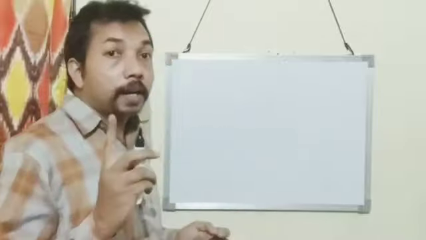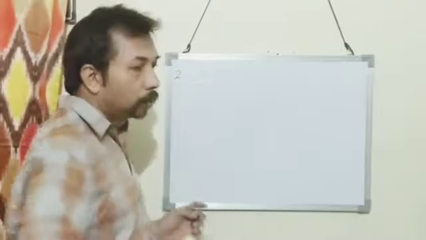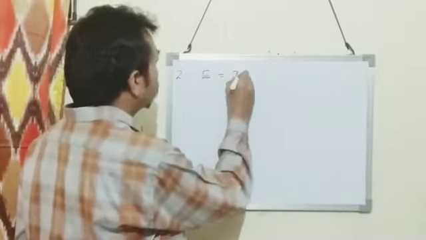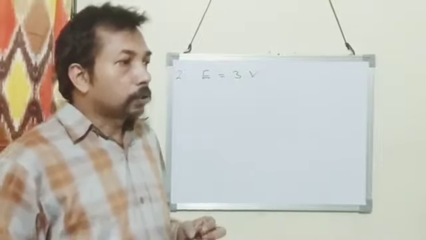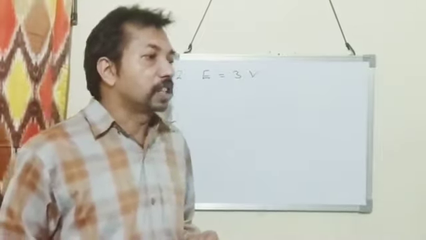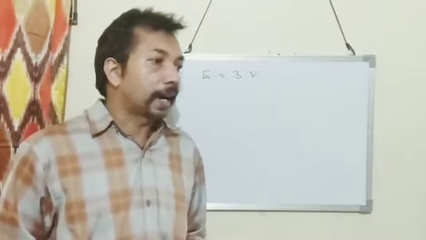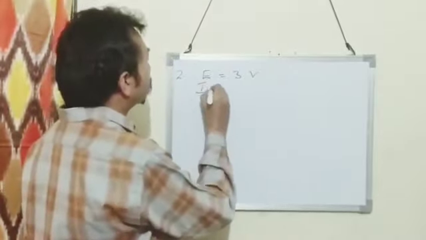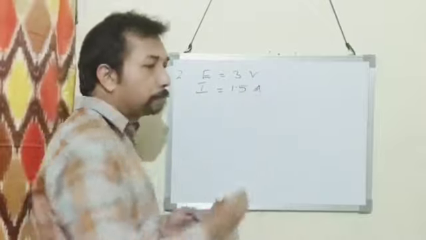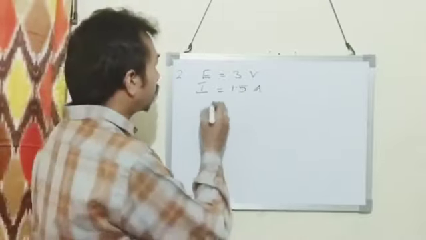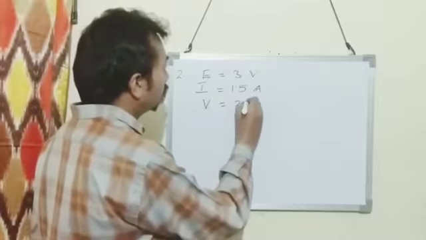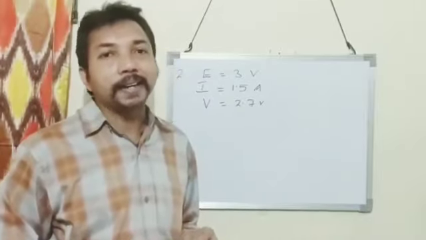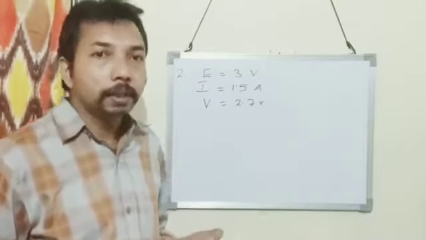8B, starting with question number 2. A battery of EMF 3 volt. So EMF is equal to 3 volt. Supplies a current through a circuit in which the resistance can be changed. A high resistance voltmeter is connected across the battery. When the current is 1.5 ampere, the voltmeter reads 2.7 volt. So terminal voltage is equal to 2.7 volt. Find the internal resistance of the battery. We have to find the internal resistance of the battery.